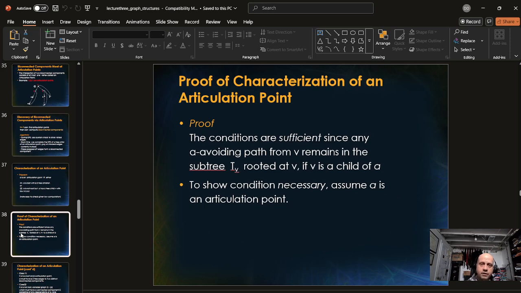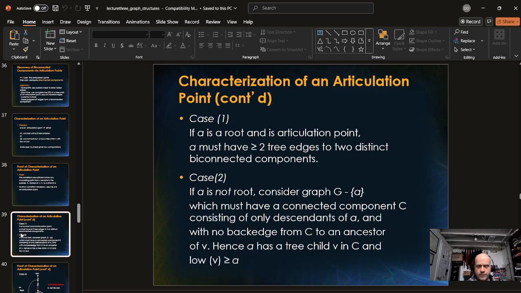Proof of characterization of an articulation point. The conditions are sufficient since any A-avoiding path from V remains in the subtree T of V rooted at V, if V is a child of A. To show the condition is necessary, assume A is an articulation point. In the first case, if A is a root and an articulation point, A must have greater than or equal to 2 tree edges to 2 distinct bi-connected components.